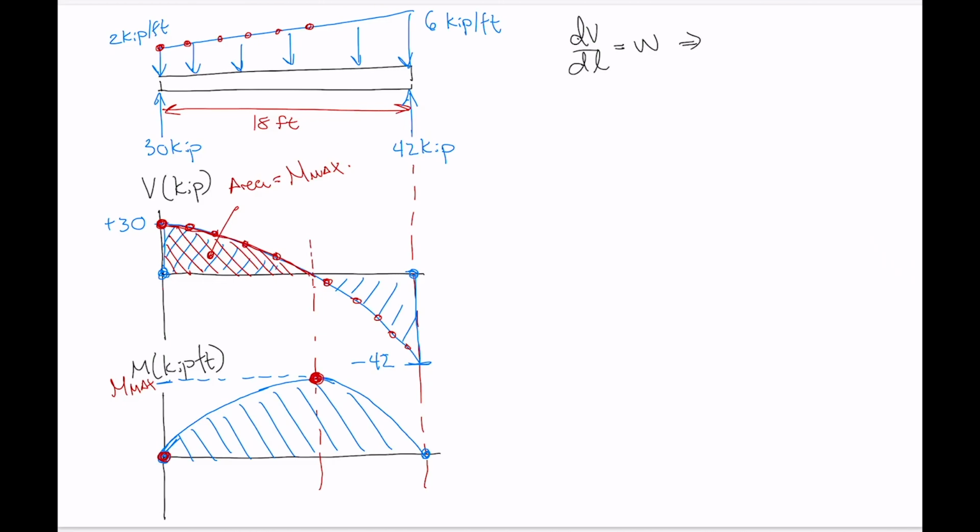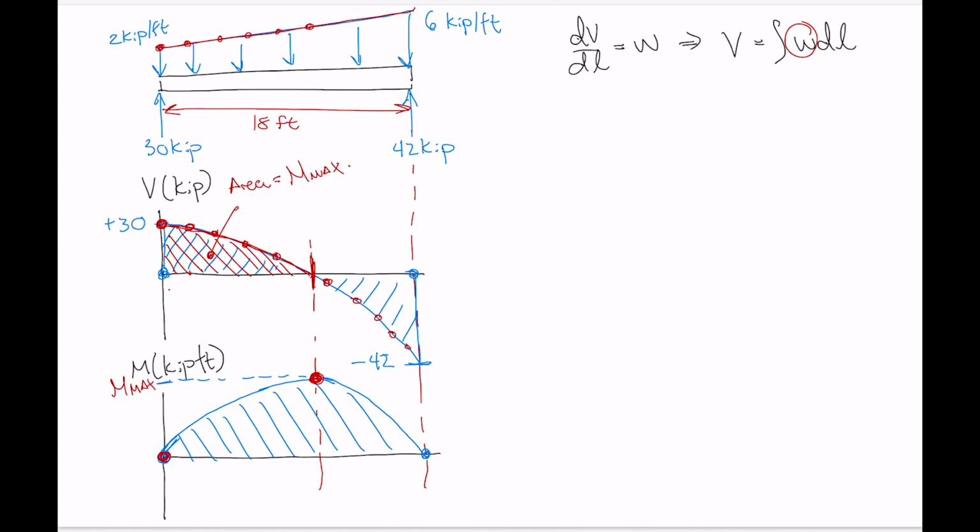Which we can rearrange to say that the equation for shear is going to be the integral of W dL. So if we had an equation for our distributed load, which is easy to get because we know that the distributed load is just a linear line, then we could integrate that and we'd have our equation for shear. Then we just set that equal to 0, solve, figure out where it crosses the x-axis here, and then integrate between 0 and that point.